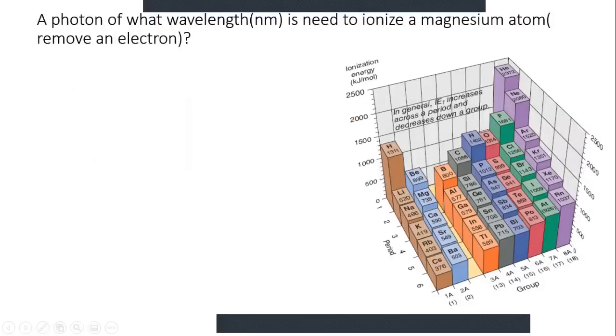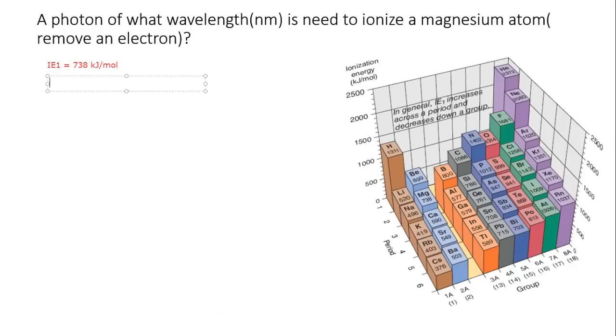So sometimes it may ask you to calculate the wavelength needed to ionize a magnesium atom. Here you need to know the trends in ionization energy, and then you can determine the ionization energy for magnesium. For magnesium, you need an ionization energy of 738 kilojoules per mole. That's the first ionization energy. To find the wavelength, we're going to convert this to joules.